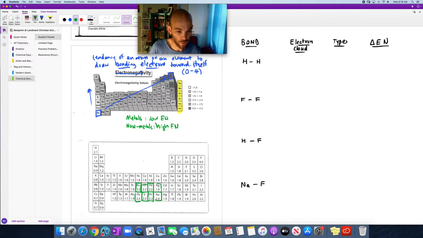Gold, silver, mercury, they're all right there at about 2, but that's about as high as you get for metals. Nonmetals are much more electronegative. Hydrogen, in fact, is the least electronegative nonmetal. If you pick any other nonmetal, you'll see that it has a higher value. So the nonmetals are above the metalloid line.